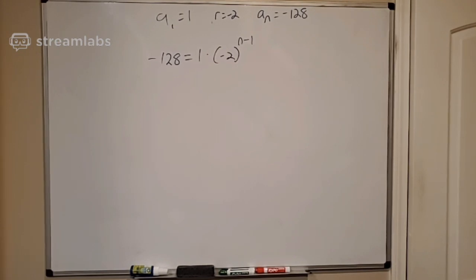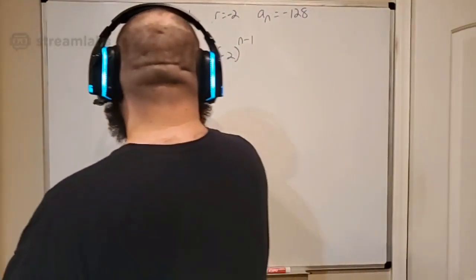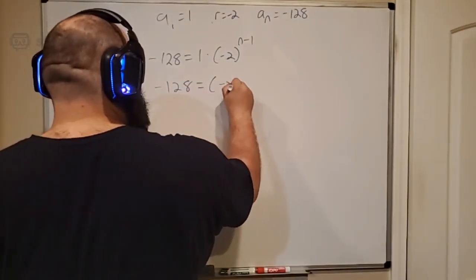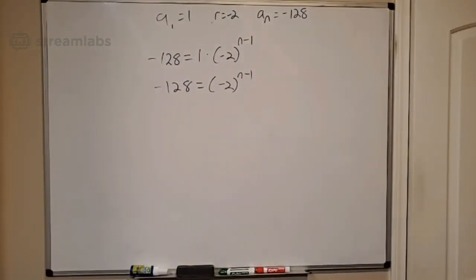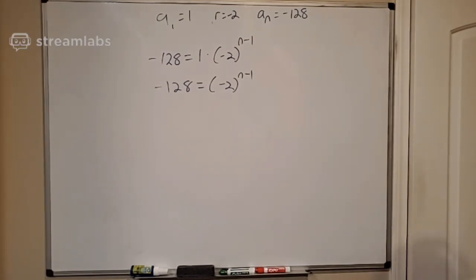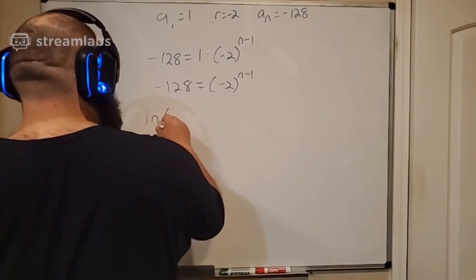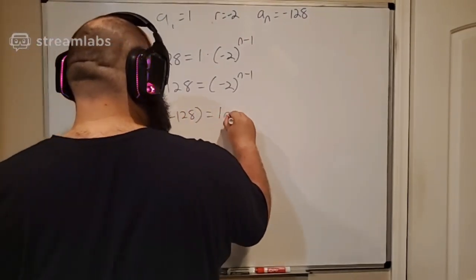Okay, so what would I do on this problem? Divide by 1. Divide by 1, which doesn't do me any good, so you don't have to do that. Really, you don't need to even put it there because our first term's 1. However, I usually write it out on my first step. Okay, so what would I do next? Just the natural log. Okay, so then I would do natural log. So that would give me ln of -128 is equal to ln of -2 to the n minus 1.